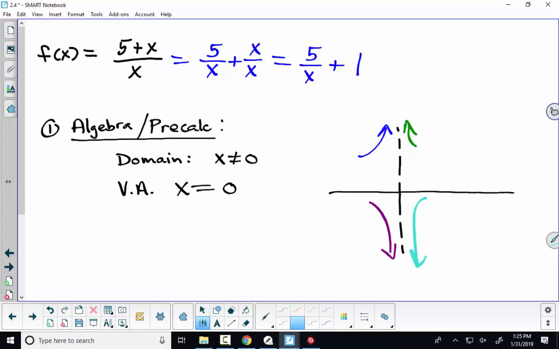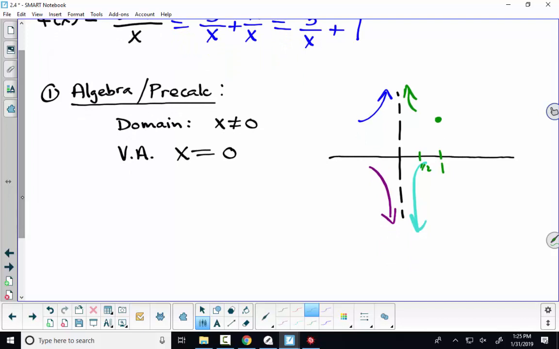We said, okay, well, what if, I don't know, what if x were 1? Well, then we have 6 over 1, which is 6. So then that would give us this point here. What if x were a half? Give us this value here, right? So we plugged in those values to determine where the rest of the function is at. Hopefully you remember that.